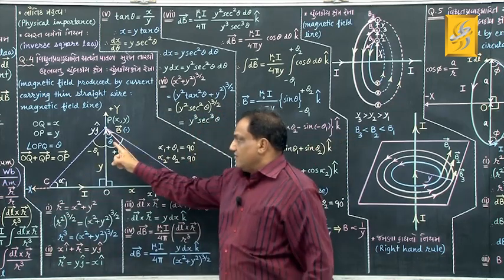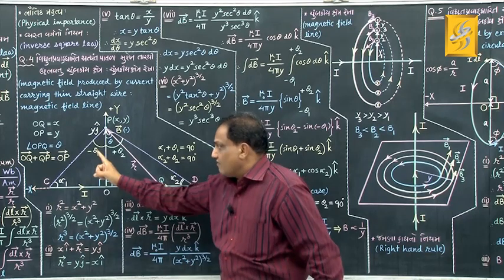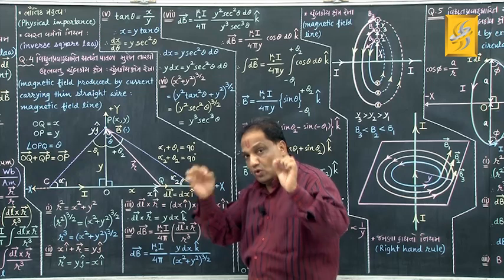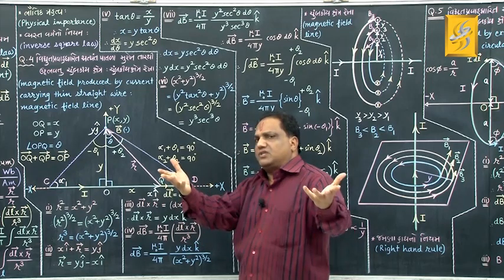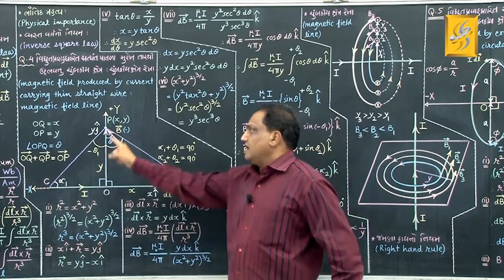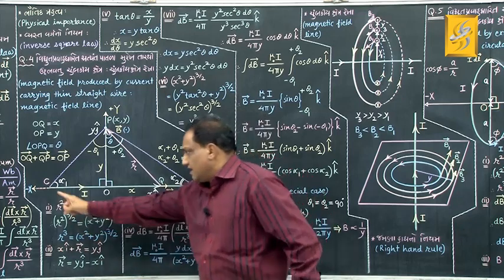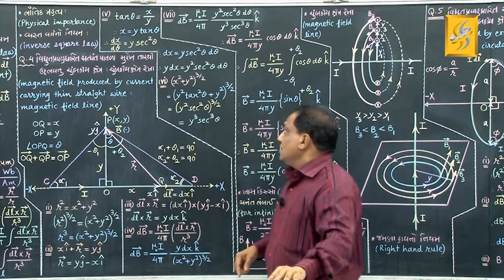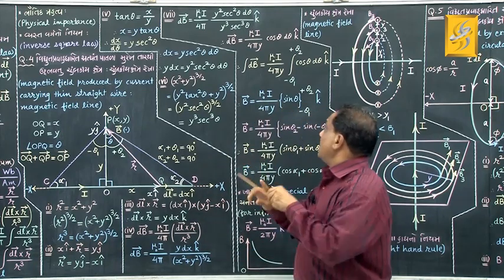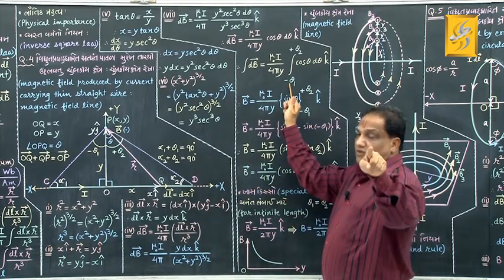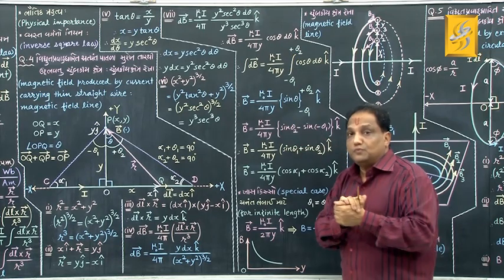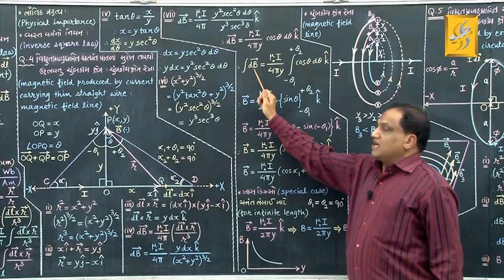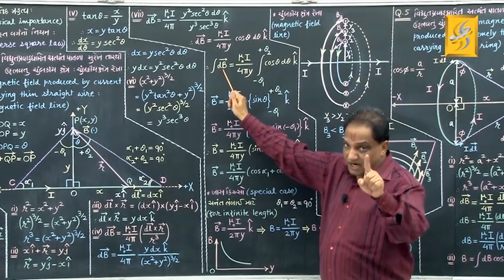And when you vary the value of theta continuously from minus theta 1 to plus theta 2, you are going to include all the current elements, and then naturally you will get resultant magnetic field at this point P due to this entire current carrying straight wire. Got it? That's why the lower limit of integration is right now minus theta 1 and the upper limit of integration is plus theta 2. Got it? Vector addition of partial magnetic fields will give me resultant magnetic field.